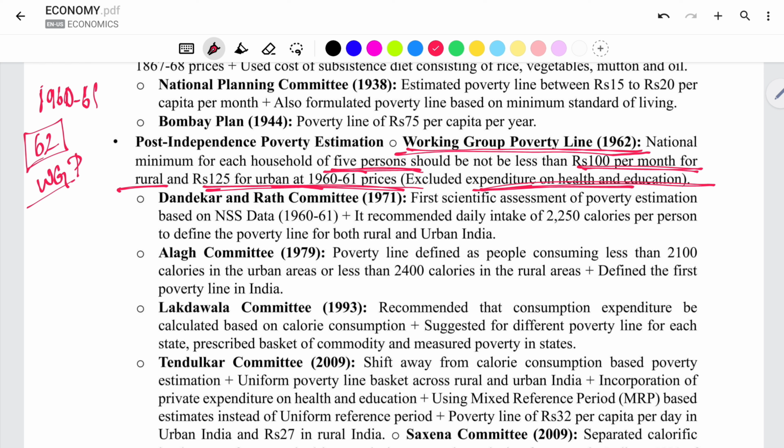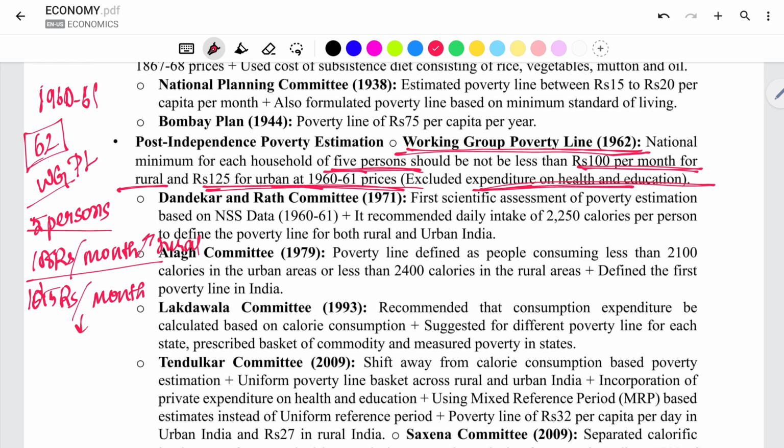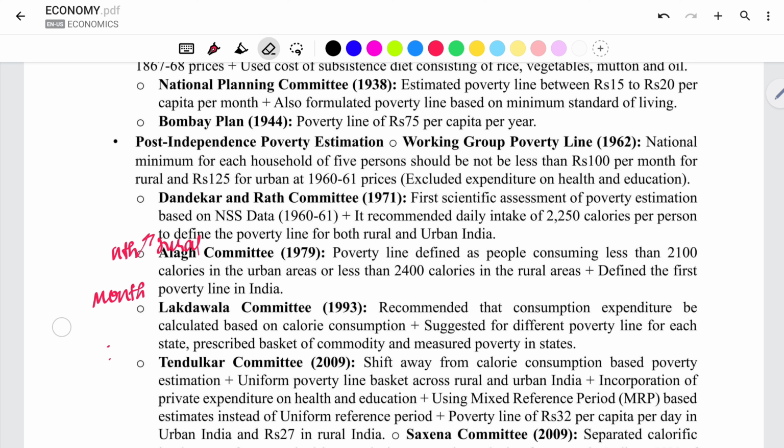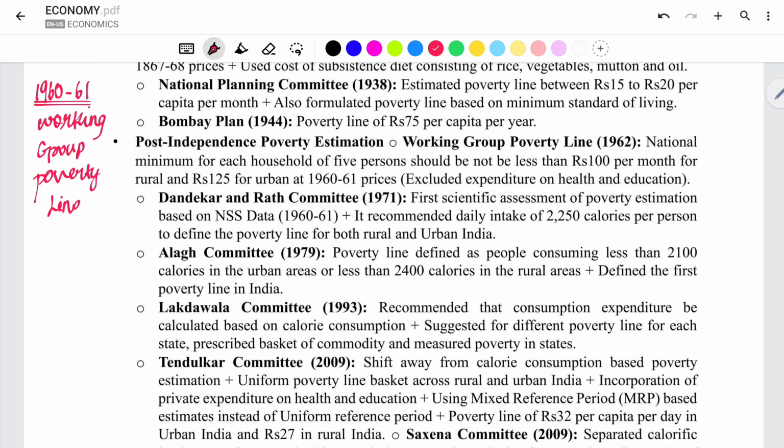Working group: there is a group for the poverty line. They say that a family of 5 persons must need 100 rupees per month for the rural and 125 rupees per month for the urban, at 1960-61 prices. This is what we call the working group poverty line.